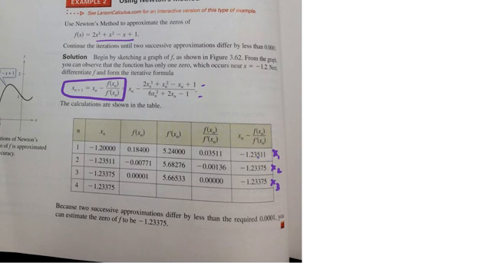Then you can compare and see, oh look, these two are exactly the same, so we can stop. And see, this tells you how far out to go. When you subtract the last two and they differ by less than 0.0001, then you're good, because that's how accurate they told us to be, right up here.